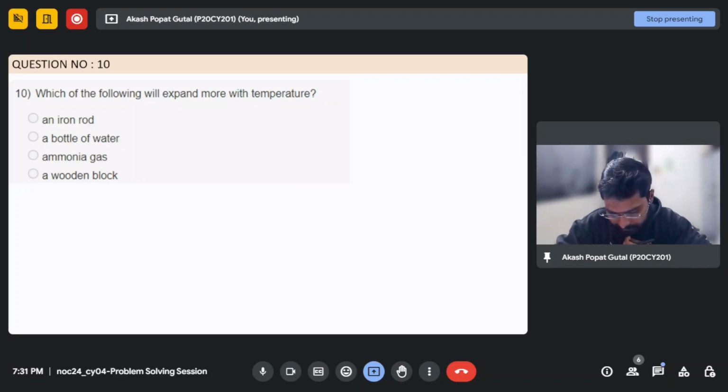Sir, gas should expand more. Yeah, absolutely. Because the interaction between the molecules in gases is very low. Because of that, it expands very quickly, and all the other substances, two of them are solid and one is liquid.